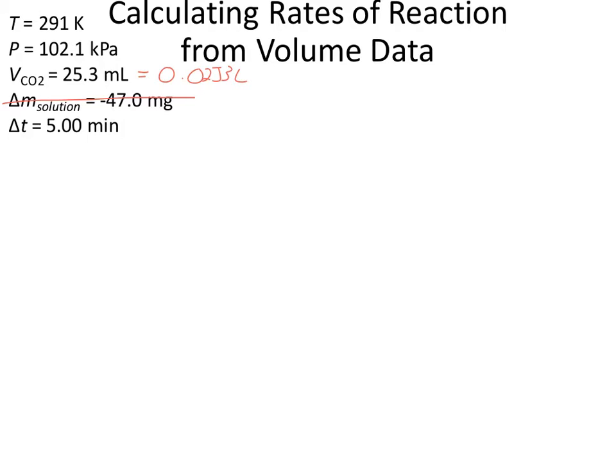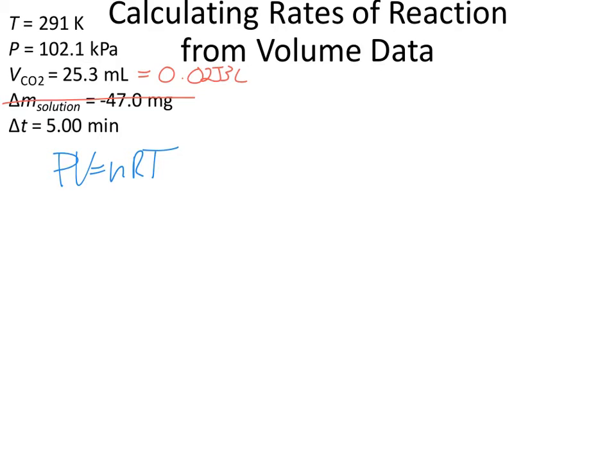We have temperature, we have pressure, we have volume, time. What can we do with this? Well, T, P, and V reminds me of an equation called PV is equal to nRT. We could use this equation to figure out how many moles we have, so that change in moles. Once we figure out the change in moles, we can put it over time and figure out our rate.